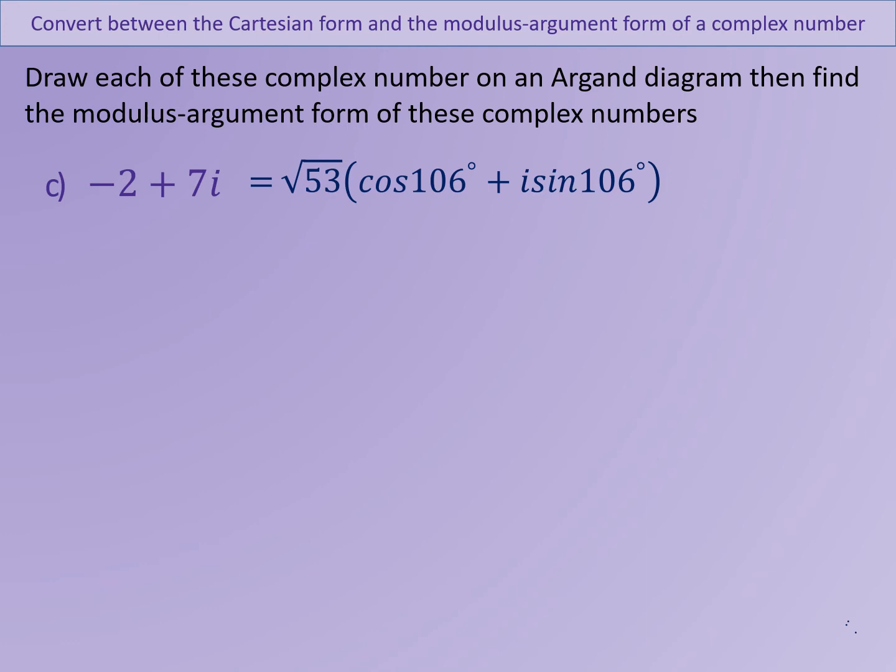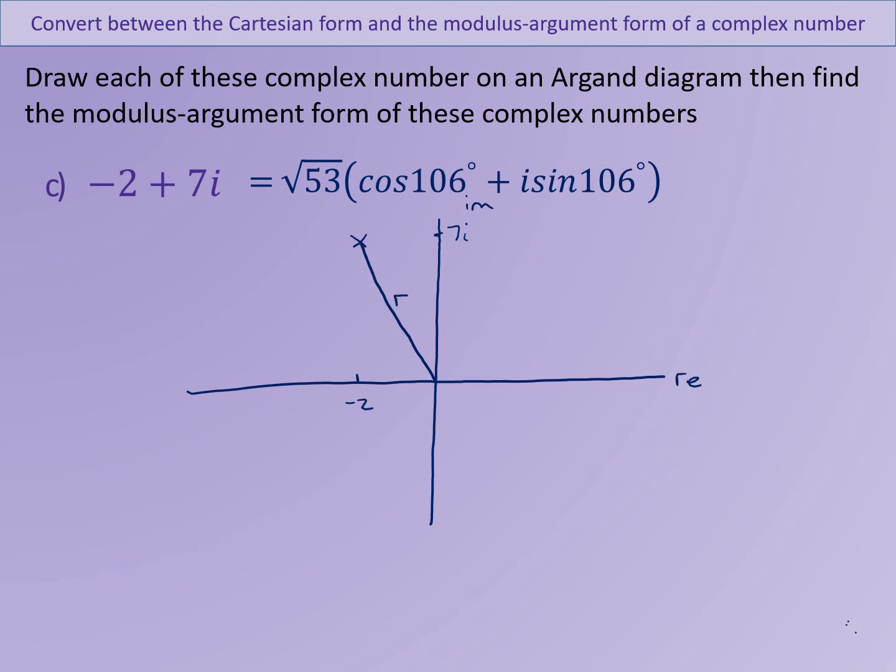I'm just going to show the working out for question C on the previous questions. So we wanted to convert minus 2 plus 7i from Cartesian form into modulus argument form. So the first thing we do before we start is to sketch an Argand diagram and to plot the point minus 2 which is here, plus 7i here, real axis, imaginary axis. That is the point there. Just going to draw a line from the origin to that point.